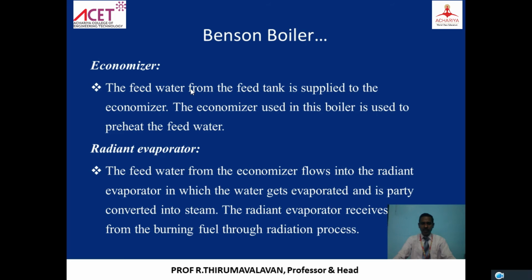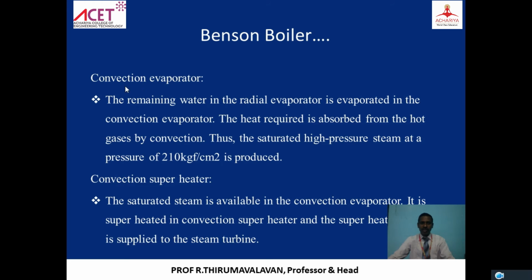There may be a little permitted, but most of the boilers use superheated steam only. During expansion, it may go a little wet. The permissible dryness is 0.85. So the radiant evaporator receives the heat from the burning of fuel through the radiation process. That is why we call it a radiant evaporator. The heat transfer takes place by radiation, not by direct contact. The next is going to be a conventional evaporator, for the remaining water which is coming from the radiant.